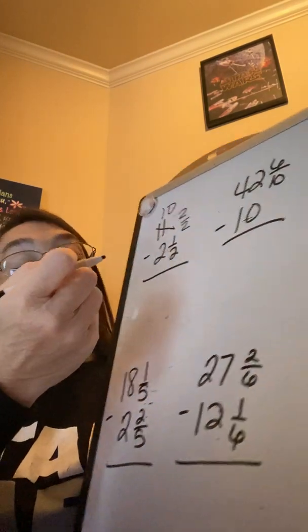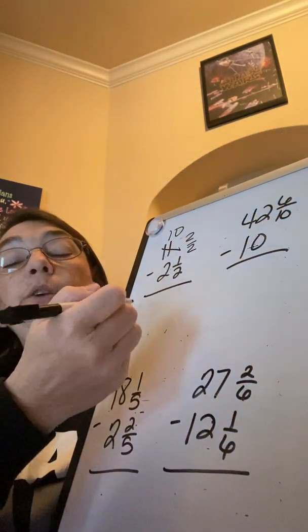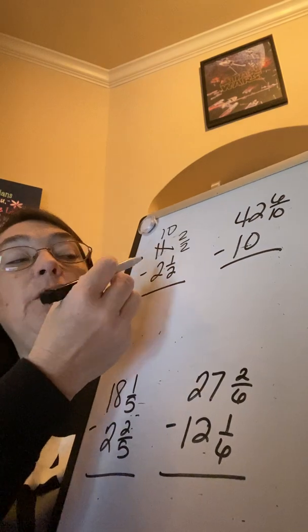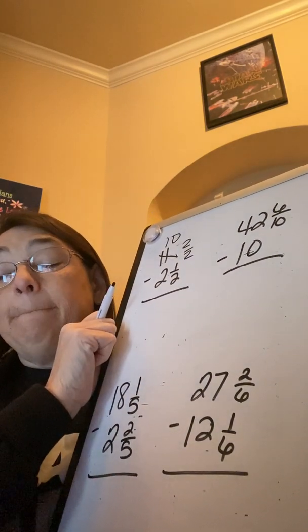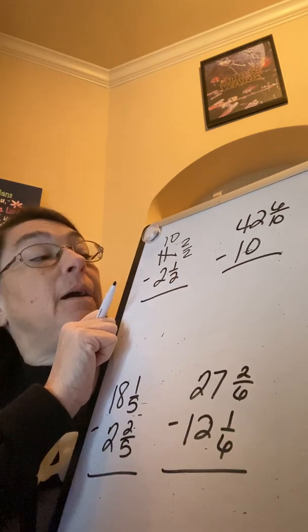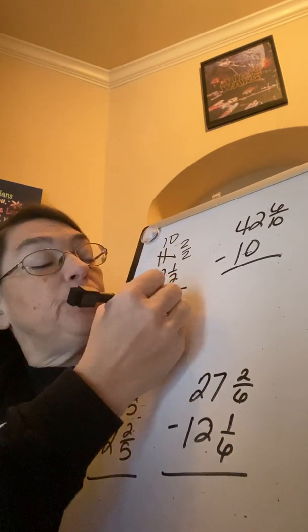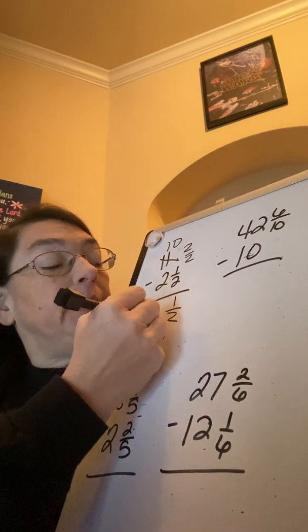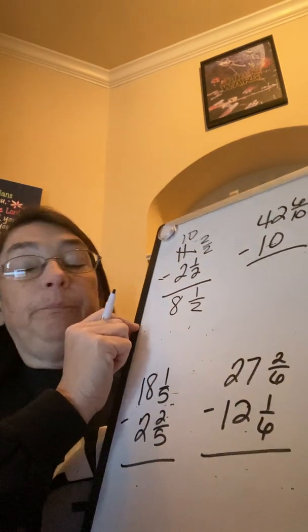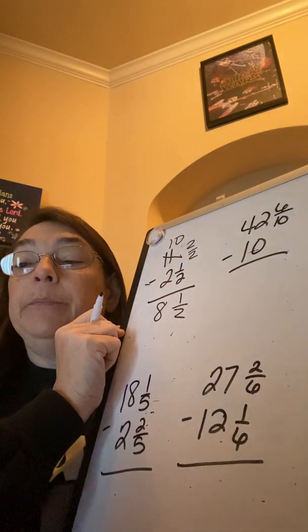All right. So when you borrow from a whole number, that whole number has to change. All right. 2 minus 1 is 1/2. 10 minus 2 is 8. So you get 8.5.